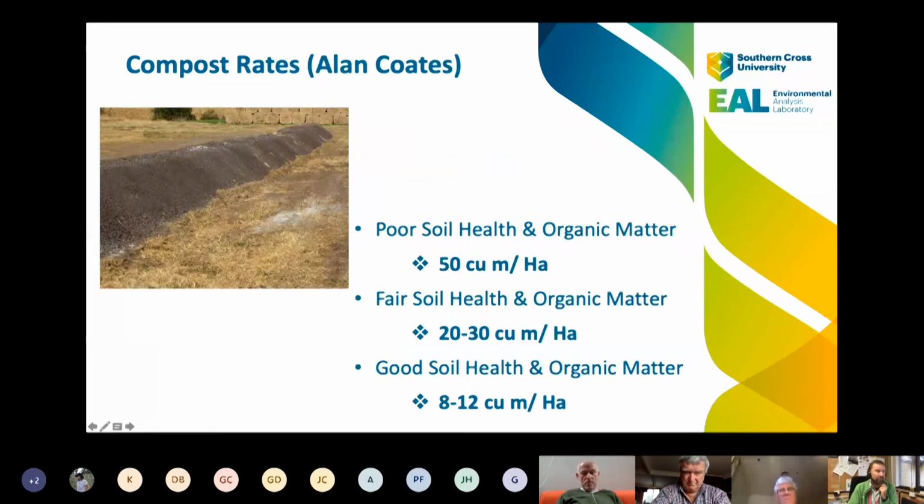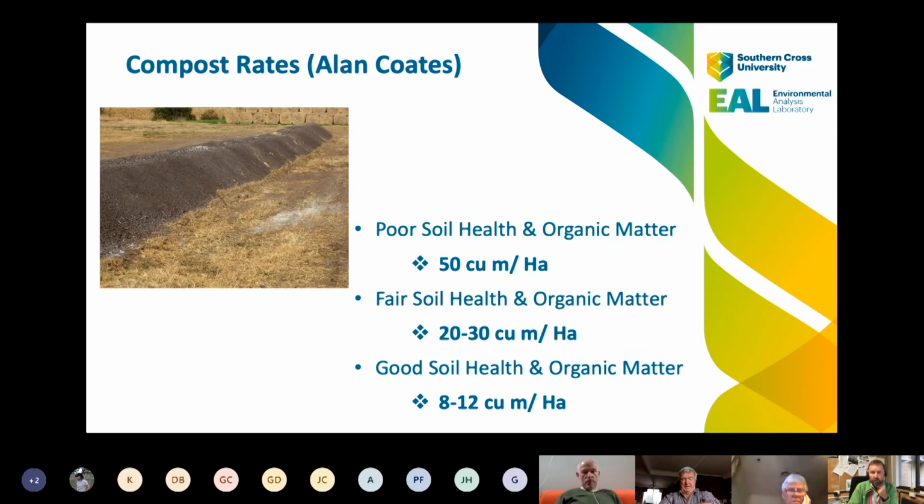Generally, compost rates, Alan Coates I mentioned, he says for poor soil health and organic matter, he recommends 50 cubic metre per hectare per year, basically. For fair soil health and organic matter, 20 to 30 cubic metres per hectare. And then good, he still recommended base load of 8 to 10 cubic metres. So obviously that's very costly. So if you can produce it yourself, and anyone can produce compost, it's just taking any waste materials from your neighbours, yourself, work with your neighbours if you've got a few close neighbours, and have a neutral zone of compost production and share all your different materials.